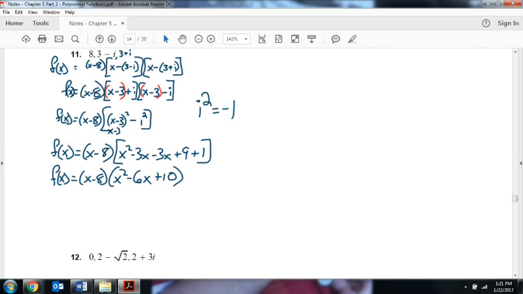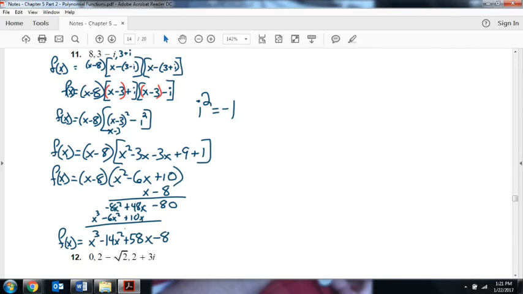And the last thing we have to do is multiply everything out. So negative 8 times 10 is negative 80. Negative 8 times negative 6x is positive 48x. Negative 8 times x squared is negative 8x squared. Then x times 10 is 10x. X times negative 6x is negative 6x squared. And x times x squared is x cubed. So when I combine all my terms, I get f of x equals x cubed minus 8 and 6 is 14, so minus 14x squared, plus 58x minus 80.